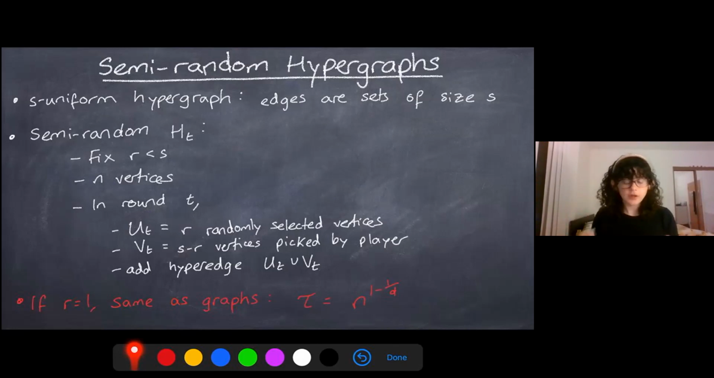So you define degeneracy in exactly the same way, as the maximum over all subhypergraphs of the minimum degree, and it turns out that the threshold for containing a particular subhypergraph is exactly the same as for graphs, and all our proof techniques basically go through. So everything I just sketched for you, you do exactly the same in the hypergraph world in this r equals 1 case, and just be a little bit more careful with your definitions, but it's the same proof. So that's very nice.